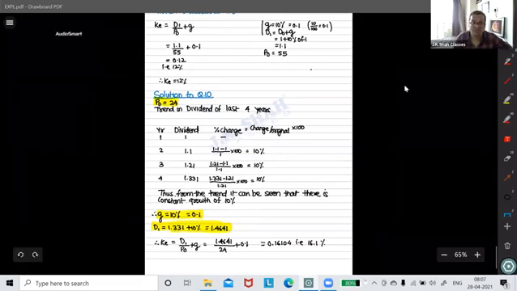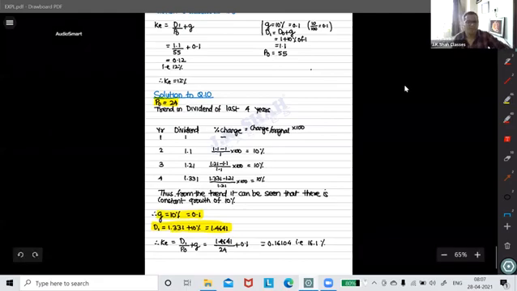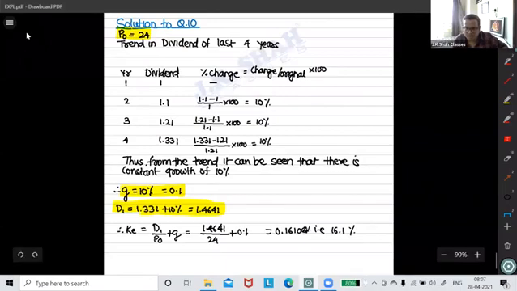Whoever is asking me: Sir, can't we take 1 as the original dividend in all the years? How do we calculate percentage change, guys? Difference between the last year and this year, right? So one more zero is there in between. Okay, fine. Thank you, sir.